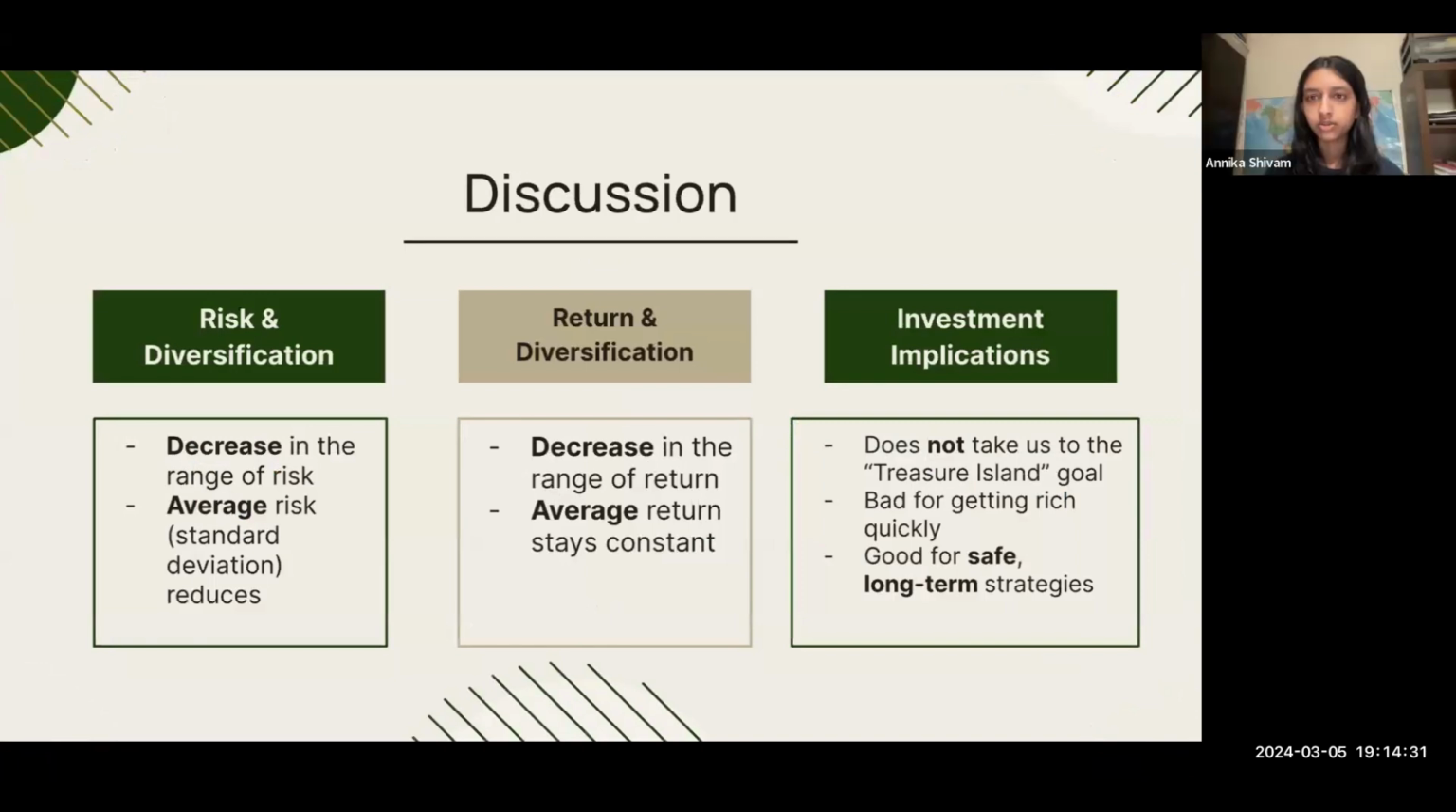Right. So if you're looking to invest, is diversification for you? Well, if you're trying to go for that Treasure Island goal of high return and low risk, not necessarily, because the average return pretty much stays constant. It pretty much stays along that trend line and doesn't move you to that upper left corner. It's not a get rich quick strategy. But if you're looking for something safe, long term, where you want to store and save money, but you don't want it to be with a high risk, well, diversification is what you should use.